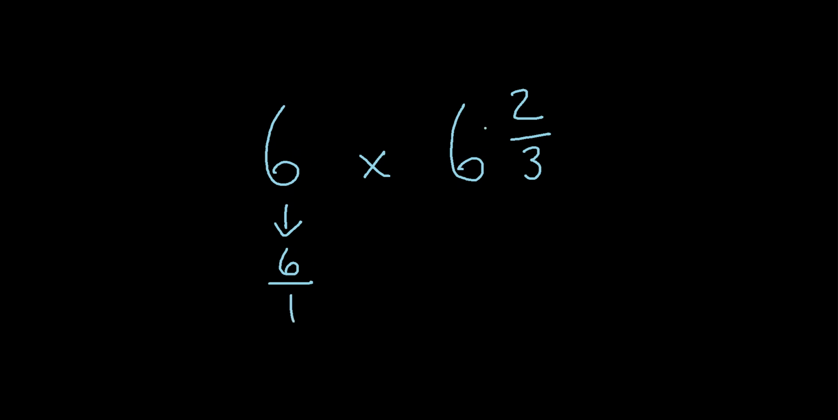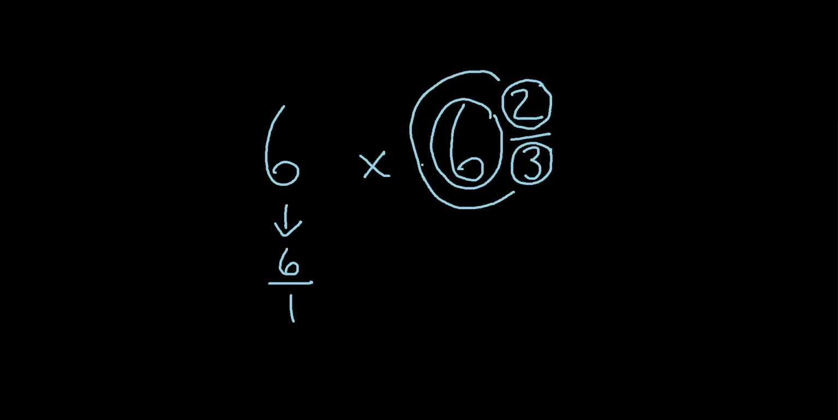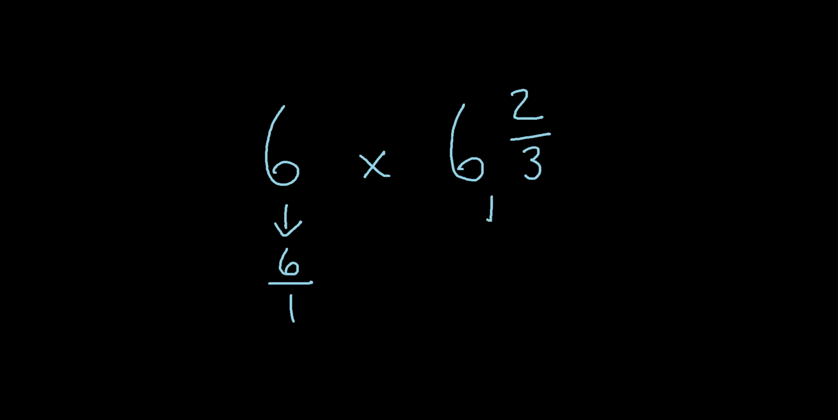Now, to convert this mixed number to a fraction, we take the denominator, so 3, and multiply it by the whole number, and then add the numerator. Sometimes people call this the C method, because the steps you're taking form a big C. So 3 times 6 is 18, plus 2 is 20. So we can rewrite this as 20 over, we keep the same denominator, so we keep the 3, so 20 over 3. So now we can do 6 over 1 times 20 over 3.